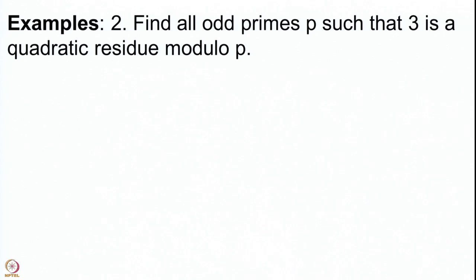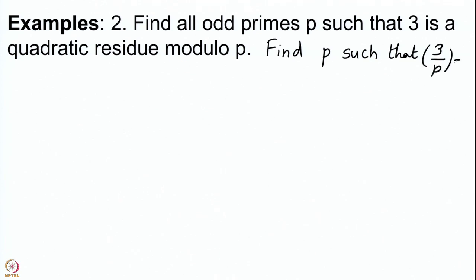So, let us use the quadratic reciprocity laws and try to find all the odd primes p such that 3 is a quadratic residue modulo p. So, what we are going to do is to compute: find p such that this Legendre symbol (3/p) is 1. This is what we have to do, right. Of course, if your p is 2, 3 is a square. So, we are not going to consider the prime p equal to 2, we are looking at odd primes anyway.